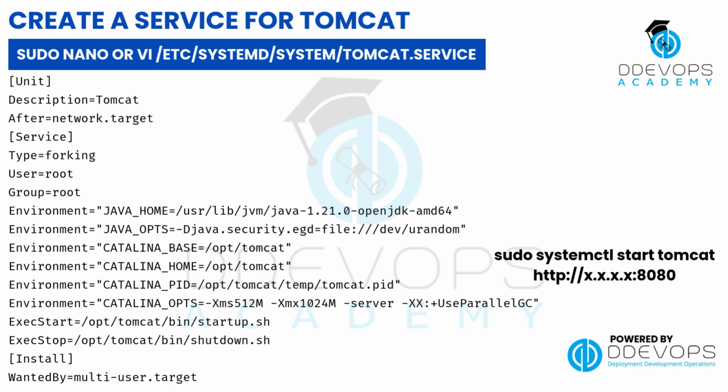Service: Type equals forking. Tomcat forks into the background, which systemd expects. User and group run Tomcat as root, which can be changed to a safer user. Environment sets Java and Tomcat environment variables. ExecStart and ExecStop point to Tomcat's startup and shutdown scripts. Install: WantedBy equals multi-user.target makes Tomcat start on boot in multi-user mode.